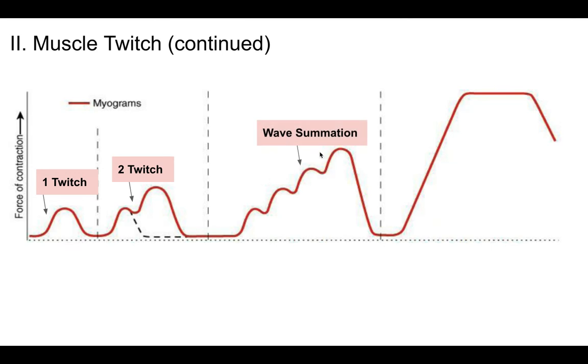And this can collectively be called wave summation, where one twitch is building upon the next, upon the next, upon the next, building a forceful contraction. That ultimately leads to an actual contraction, which is called tetanus. So indicate on your diagram, this last region is called tetanus.